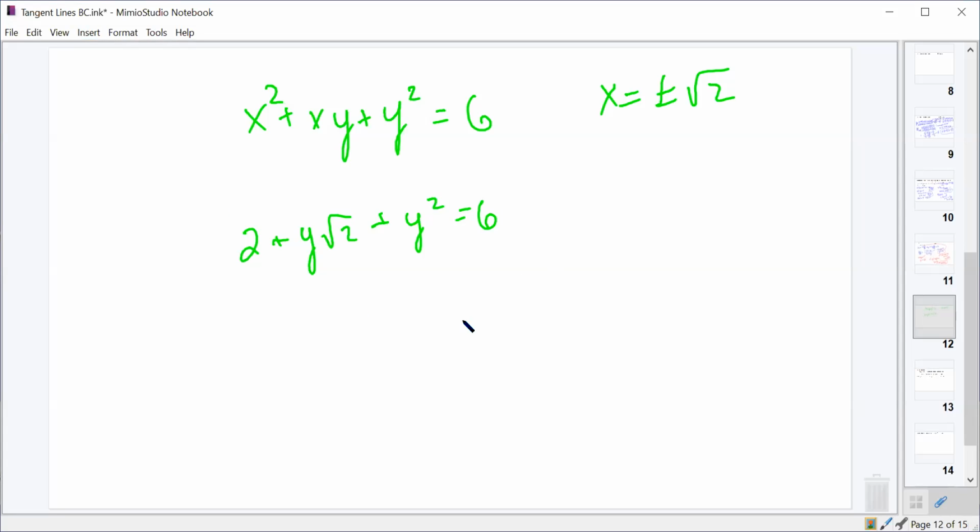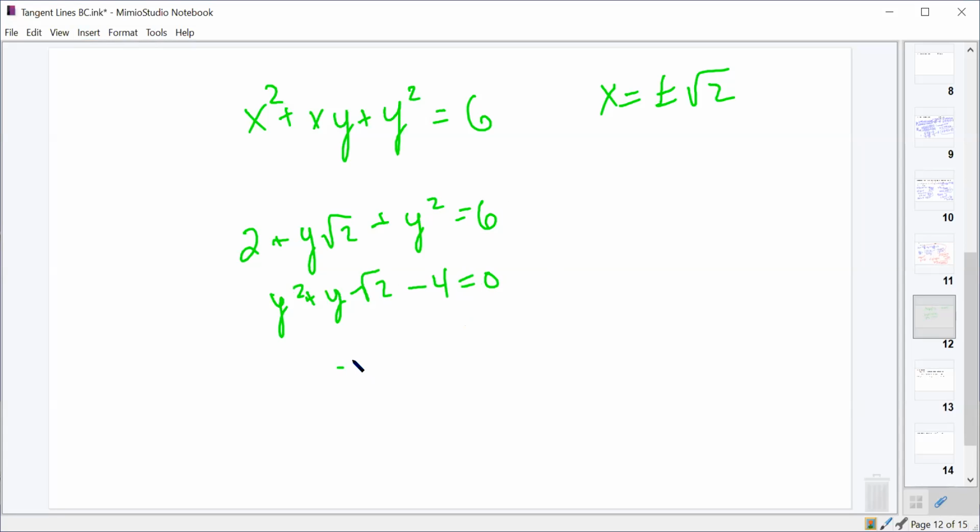What is this equation right here? It's just a quadratic, right? So if I set it equal to 0, if I subtract the 6, we get y squared plus y root 2 minus 4 equals 0. And we can use the quadratic formula on it.